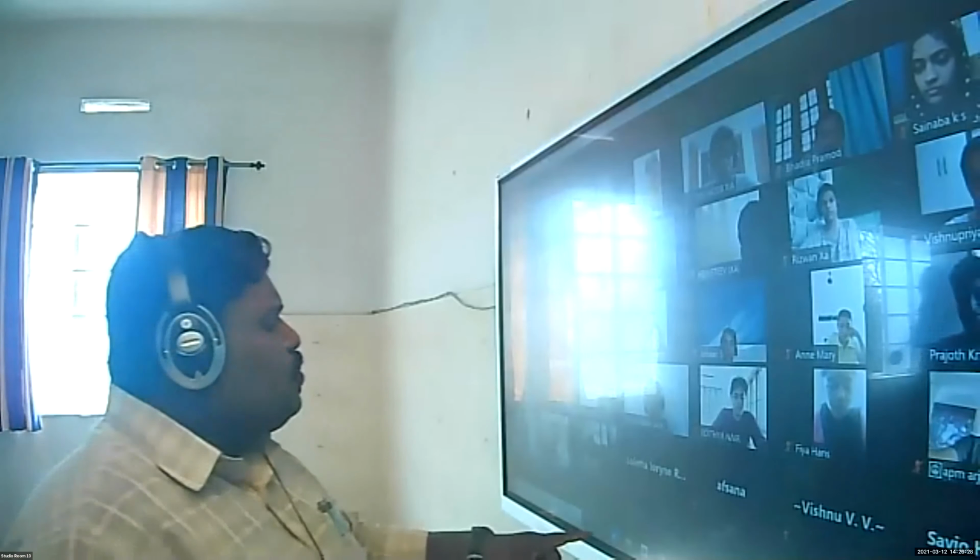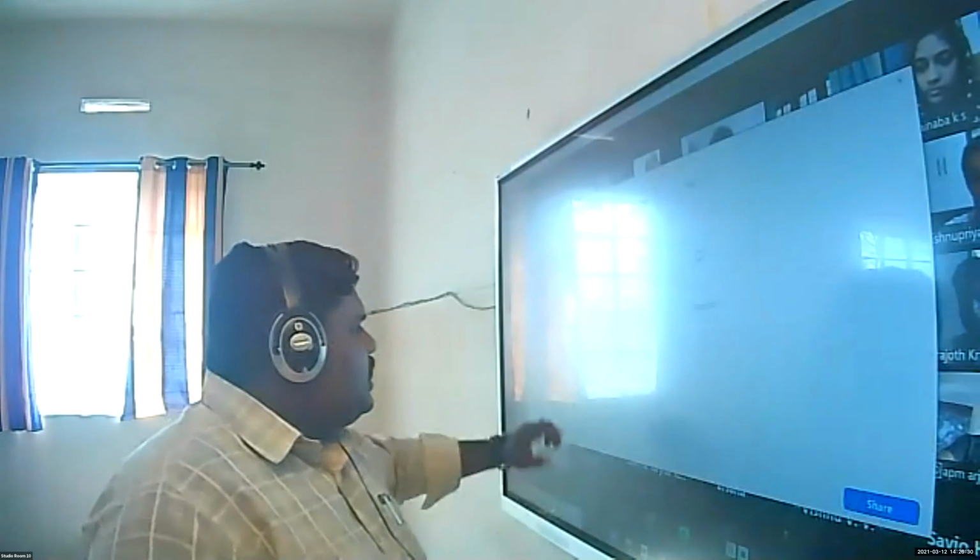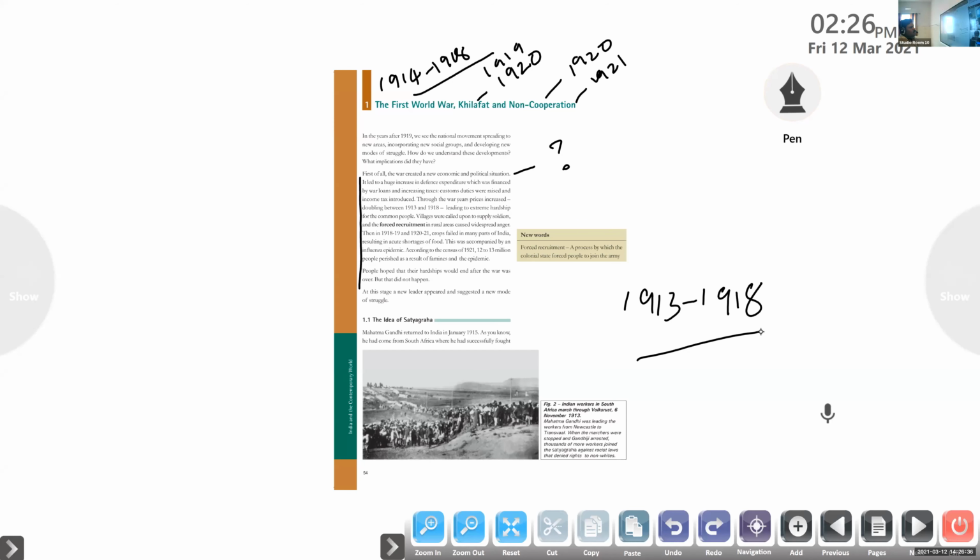So the price of goods is increasing. Definitely, it is able to create problems for the life of the people. Clear? So petrol and diesel costs increased, so the price of goods also increased. Consumer durables increased now. So here, prices increased, doubling between 1913 and 1918, leading to extreme hardship for the common people. So common people are unable to adjust with this price hike.